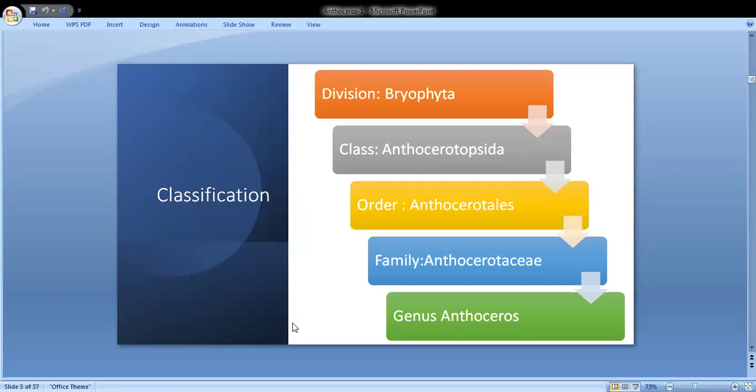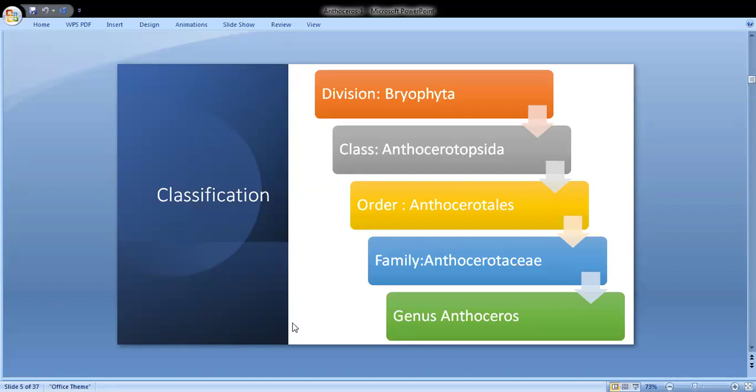Sex organs in Anthocerotopsida are embedded in the thallus. The male sexual organ is called antheridium and the female sexual organ is called archegonium. The sporophyte consists of foot and capsule. Seta is absent. In Hepaticopsida members, for example Marchantia, we already saw that the sporophyte has three parts: foot, seta, and capsule.